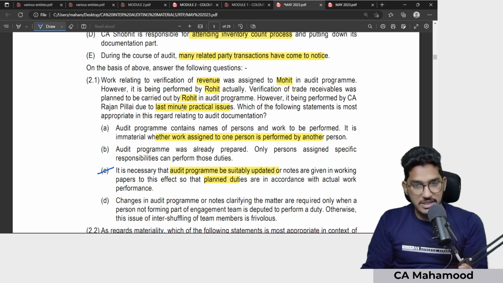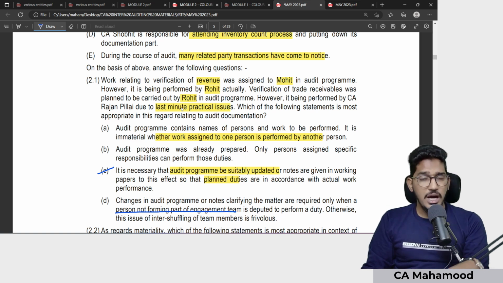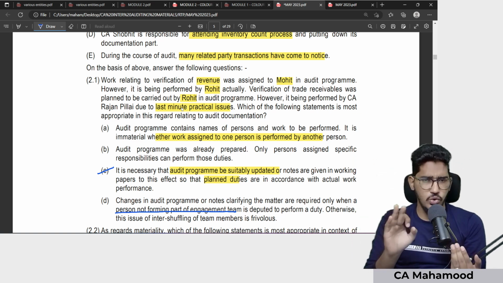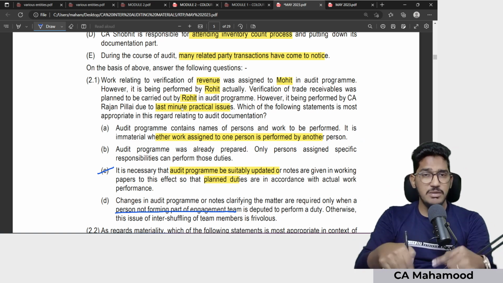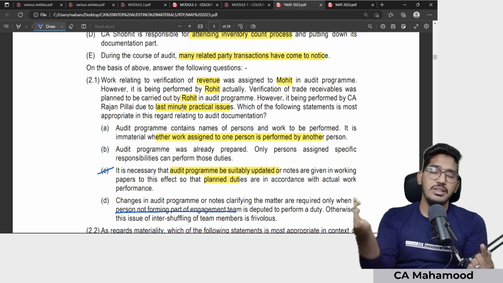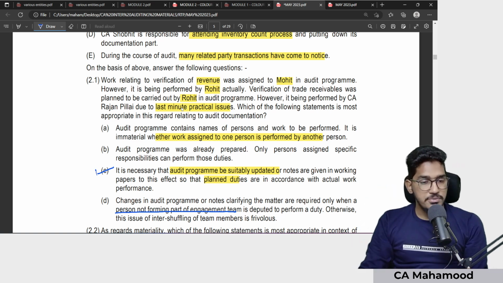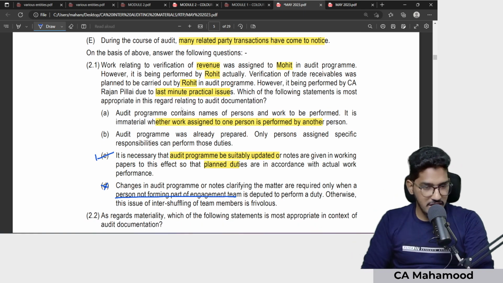Let us see what option D they are saying. Changes in the audit program or notes clarifying the matter are required only when a person not forming part of the engagement team is deputed. Do you think so? Are you required to change the documentation or the audit program only when someone outside the engagement team has done the work? No. Even within the engagement team, if any changes have happened, those changes are also required to be included in the audit program. Option D is also a wrong option. So option C will be the correct answer.